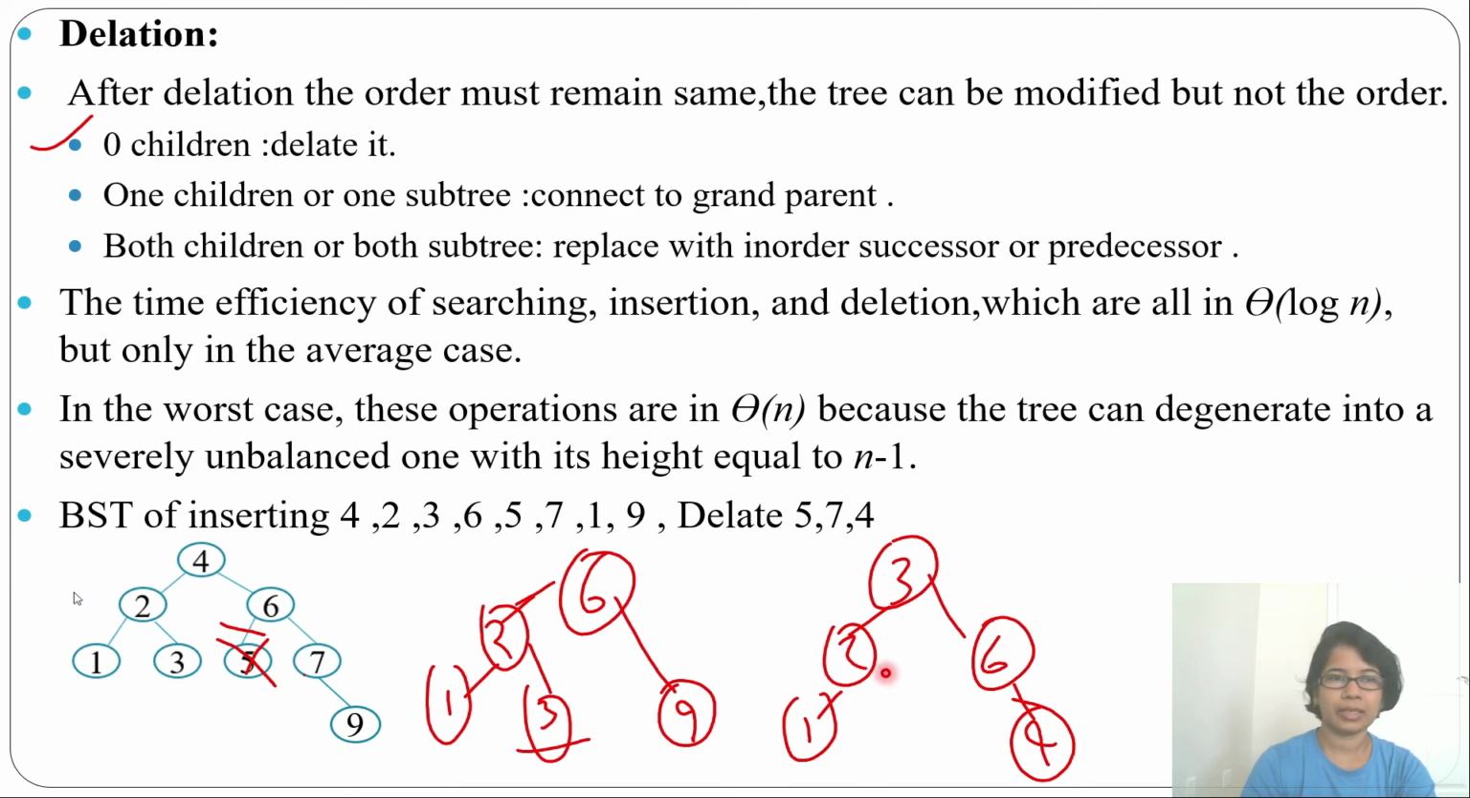So there are 3 cases. If there are 0 children, just delete it. If 1 child, connect with the grandparent. If both children, then you can replace with the in-order successor or predecessor.